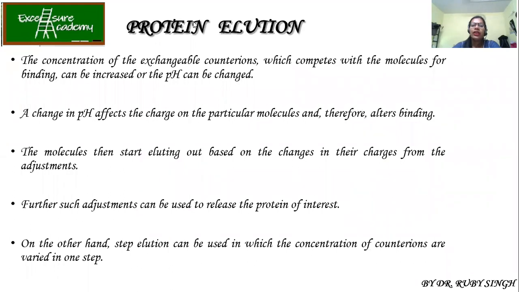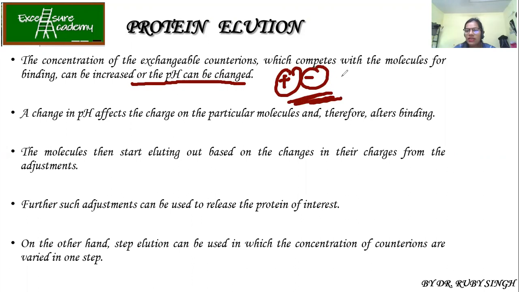Now let's talk about protein elution, which I have already mentioned, but in more detail. The concentration of the exchangeable counter ions which compete with the molecules for binding can be increased, or the pH can be changed. This is what we were talking about: when there is a plus and negative charge, we need to break this interaction. This can be done either by increasing or decreasing the pH, or by increasing the salt concentration. A change in pH affects the charge on the particular molecules and therefore alters the binding.